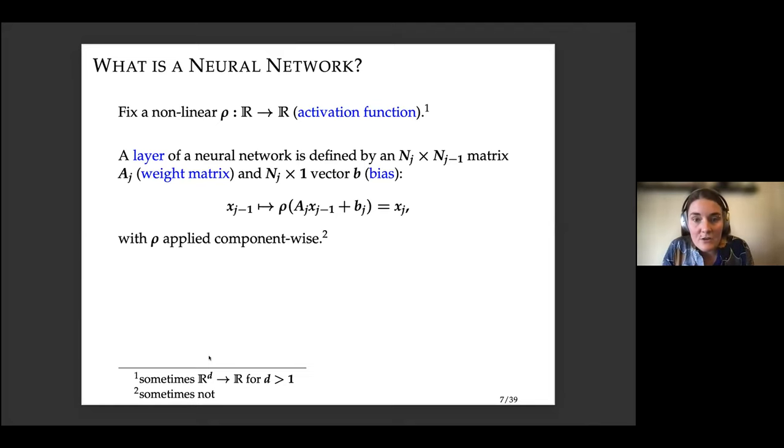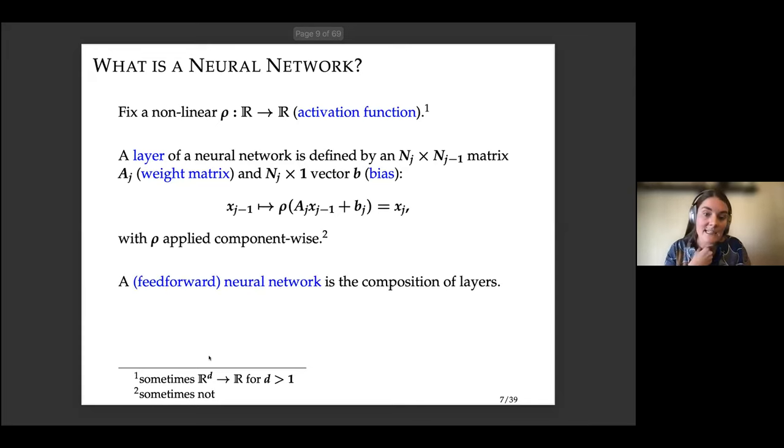A layer of a neural network is defined by two fundamental objects from linear algebra, a matrix and a vector. We have the inputs from the previous layer, which we are going to label as a vector x_{j-1}, and it has n_{j-1} entries. We multiply it by this matrix, A_j, which is called a weight matrix. Then we add a vector to that, b_j, which is called the bias. And then we apply this nonlinear function component-wise. And that is what a layer is. And a feed-forward neural network is just the composition of these layers.